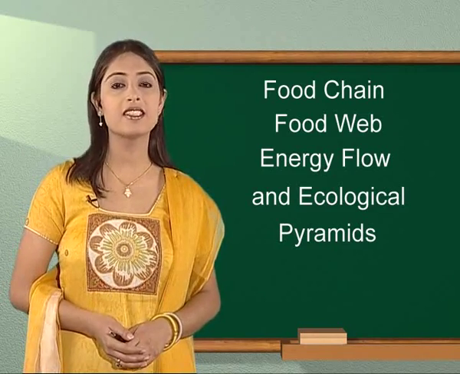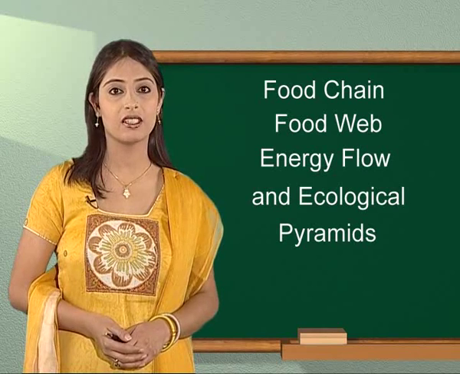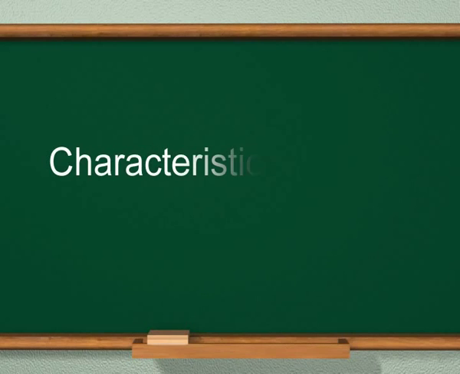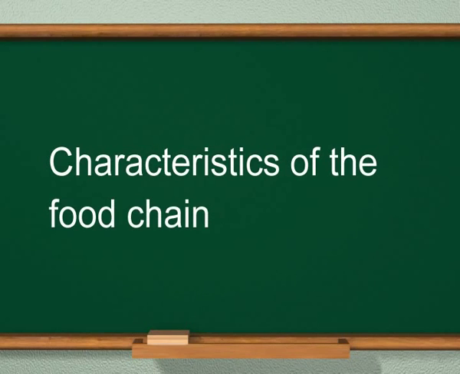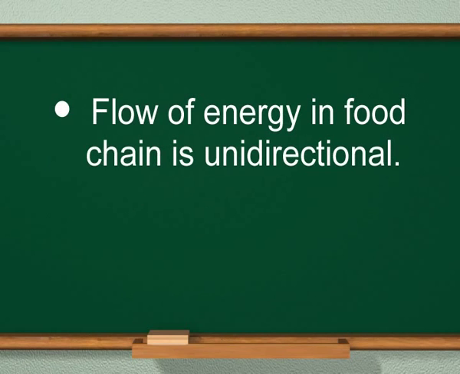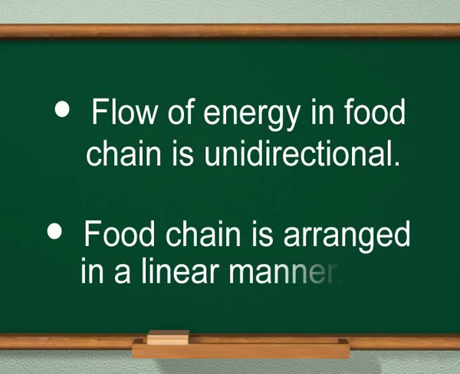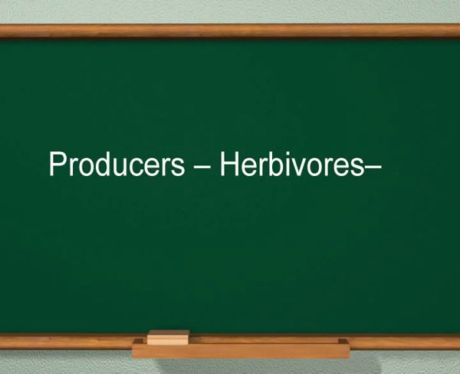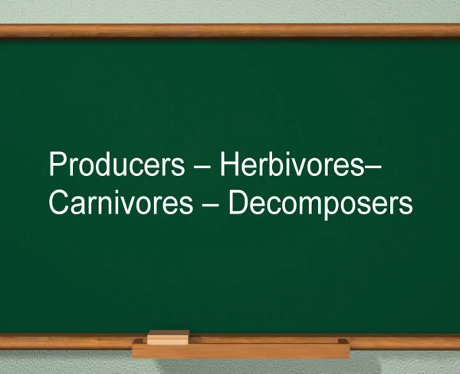Now let us discuss the characteristics of the food chain. Characteristics of the food chain: the flow of energy in a food chain is unidirectional. A food chain is arranged in a linear manner, such as producers, herbivores, carnivores, and then decomposers.